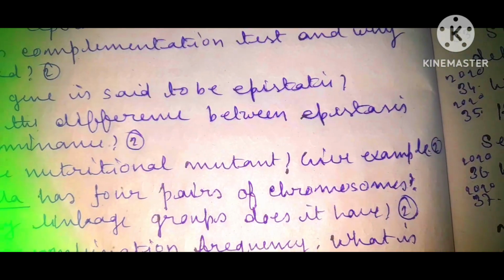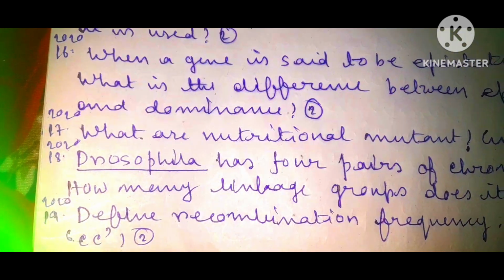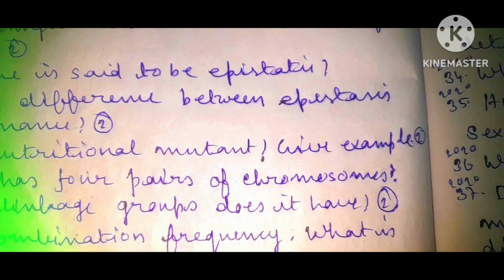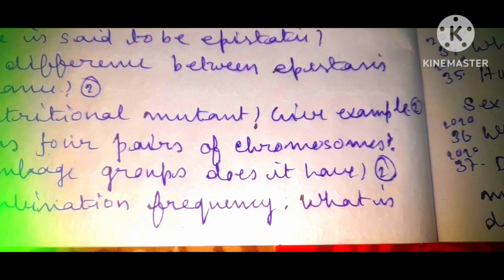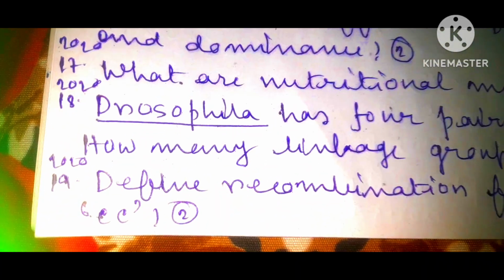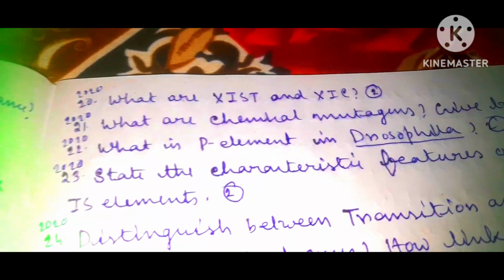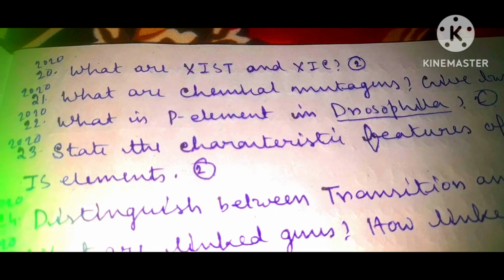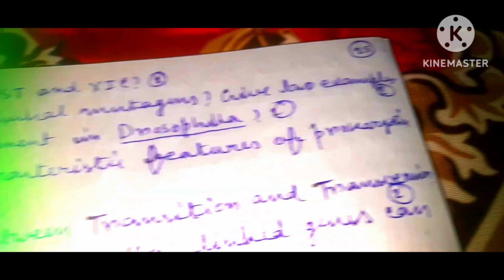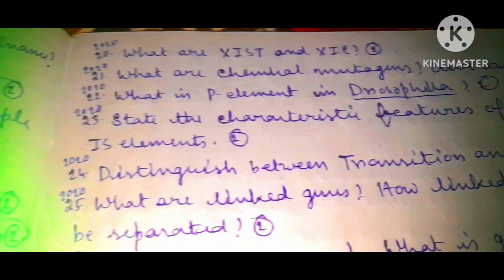Drosophila has 4 pairs of chromosomes. How many linkage groups does it have, carrying 2 marks? Define recombination frequency. What is CC, carrying 2 marks? What are XIST and XIC, carrying 2 marks? What are chemical mutagens? Give 2 examples, carrying 2 marks.